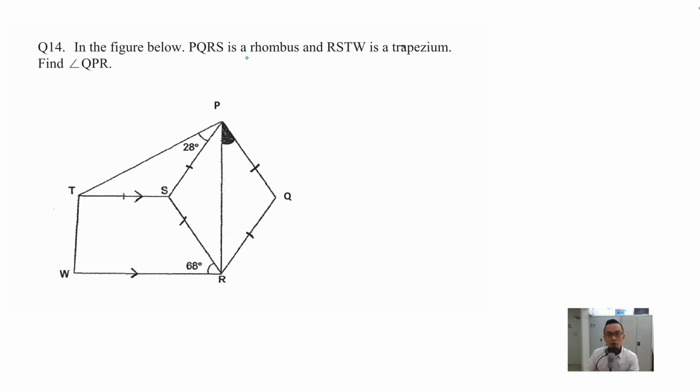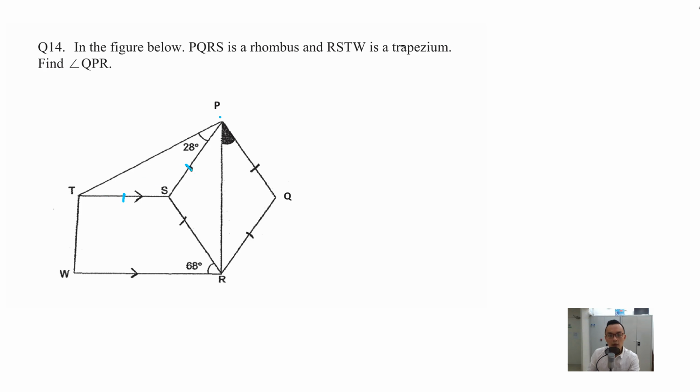So let's take a look at this question. In the figure below, PQRS is a rhombus and RSTW is a trapezium. Just to recall, a rhombus has all four sides equal. If you cut it by half, this angle is also equal to this angle. And opposite angles are also the same, so this angle is equal to this angle and this is equal to this. So let's take a look at the question.